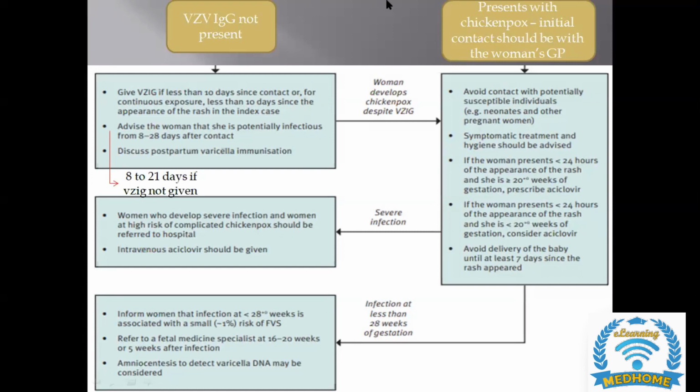See, the third point says that if the woman presents less than 24 hours after the appearance of the rash and she is more than 20 weeks of gestation, prescribe acyclovir. But if the patient presents less than 24 hours after the appearance of the rash, but she is less than 20 weeks of gestation, consider acyclovir. It is not necessary. Though acyclovir is not teratogenic, it is still not a licensed drug in pregnancy. So in the UK, if you prescribe a drug to the patient which is not licensed in pregnancy, you will tell the patient that it is not licensed in pregnancy, though it is safe in pregnancy. Am I clear?